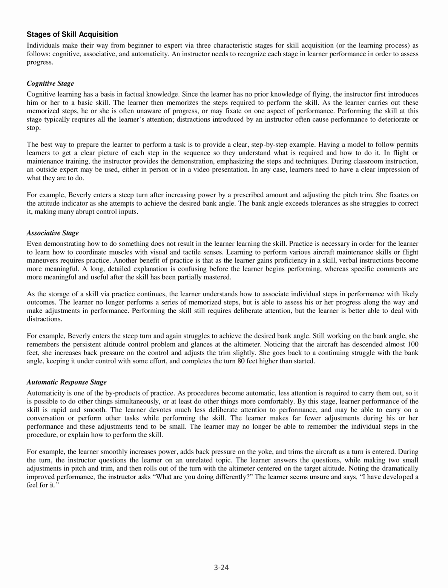Cognitive stage. Cognitive learning has a basis in factual knowledge. Since the learner has no prior knowledge of flying, the instructor first introduces him or her to a basic skill. The learner then memorizes the steps required to perform the skill. As the learner carries out these memorized steps, he or she is often unaware of progress, or may fixate on one aspect of performance. Performing the skill at this stage typically requires all the learner's attention. Distractions introduced by an instructor often cause performance to deteriorate or stop.